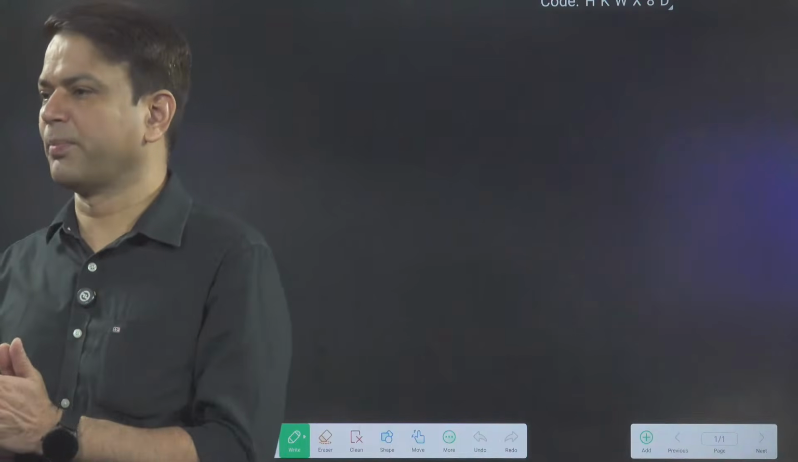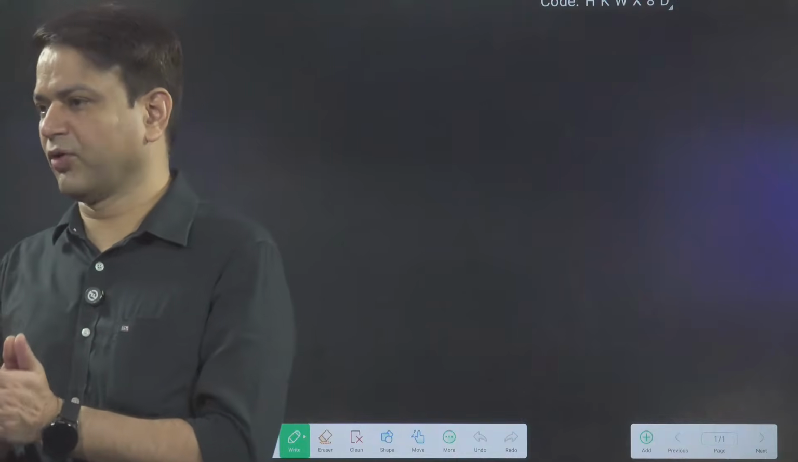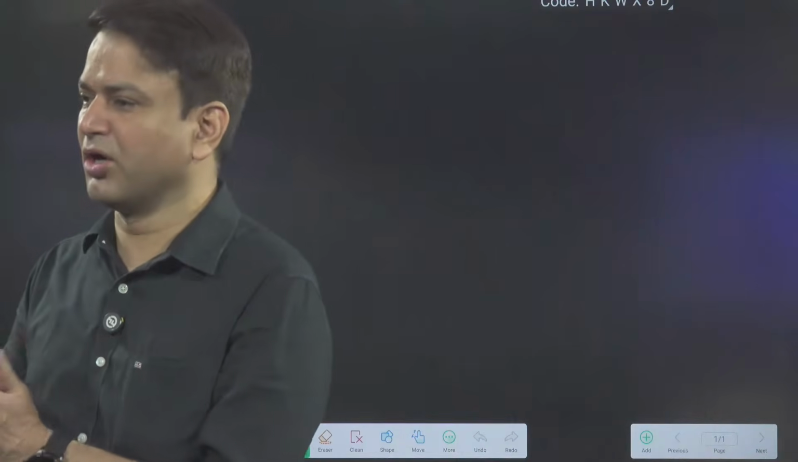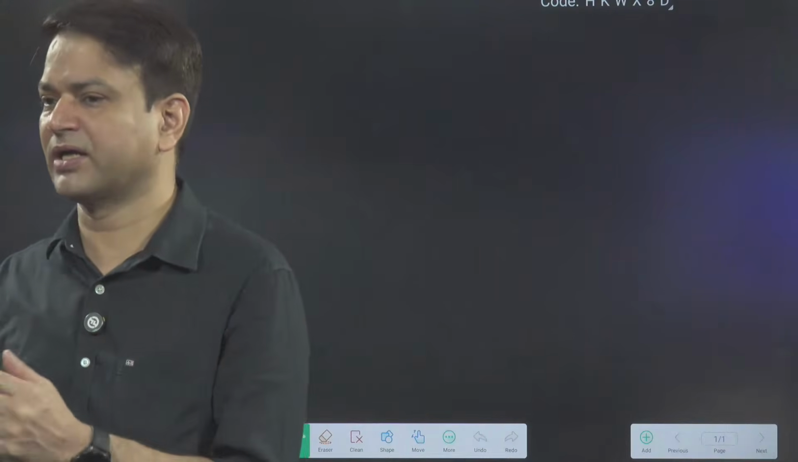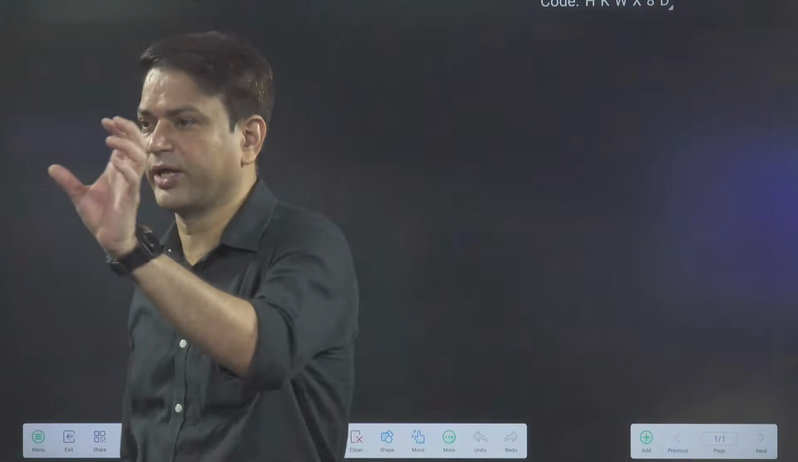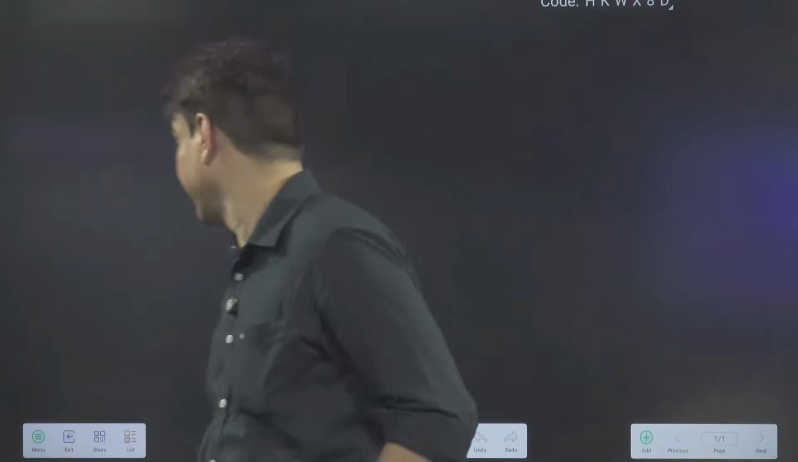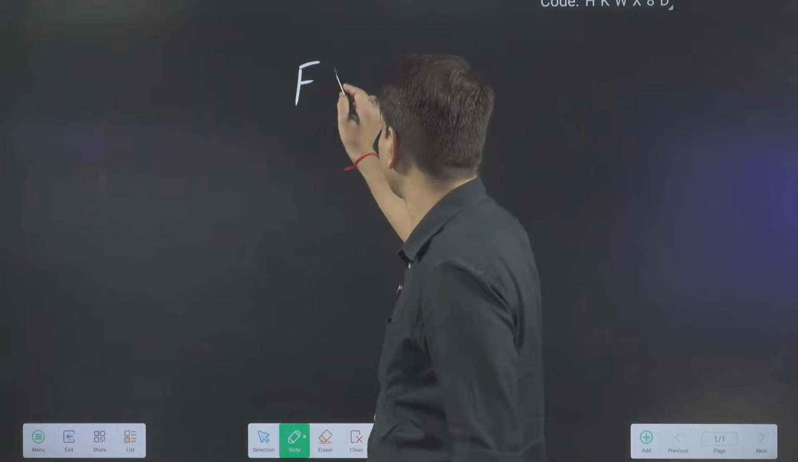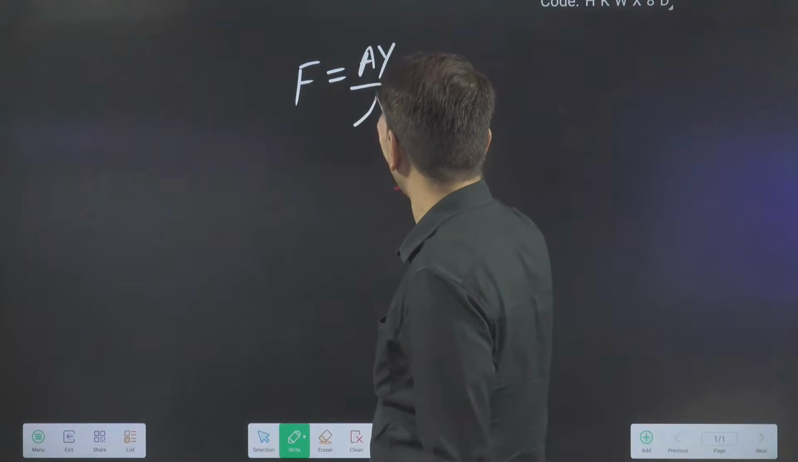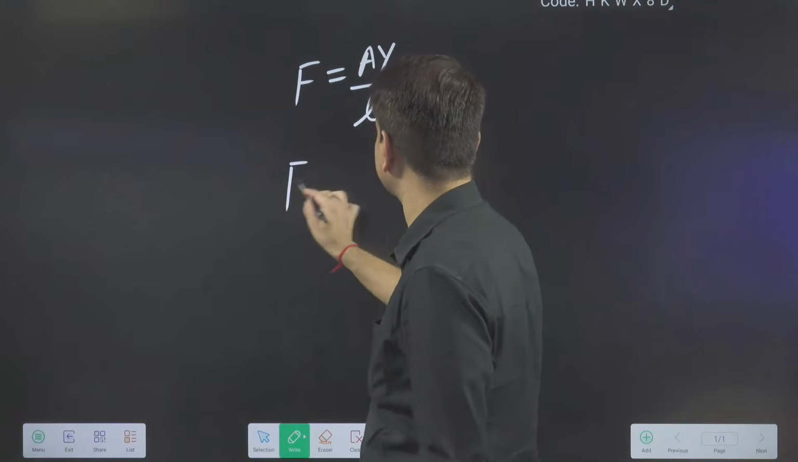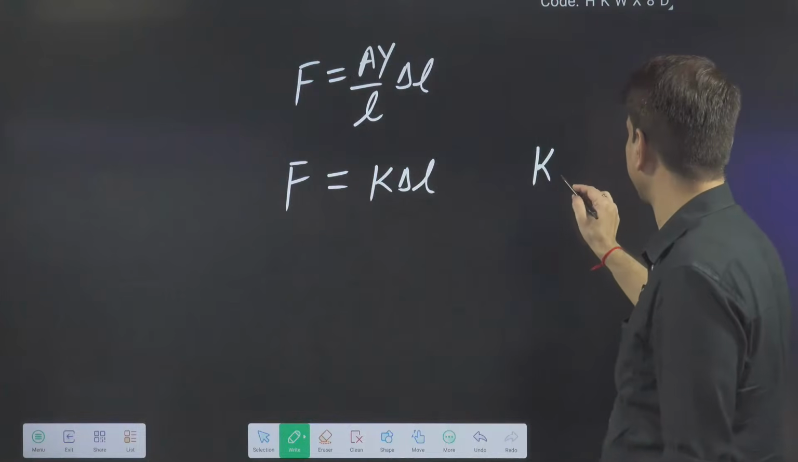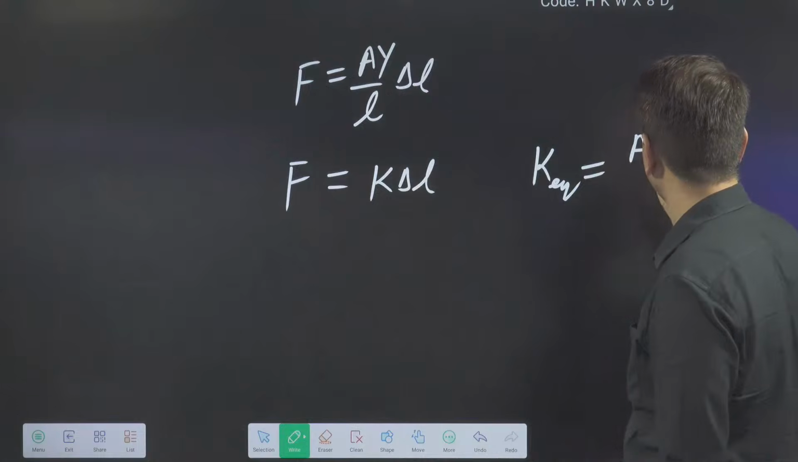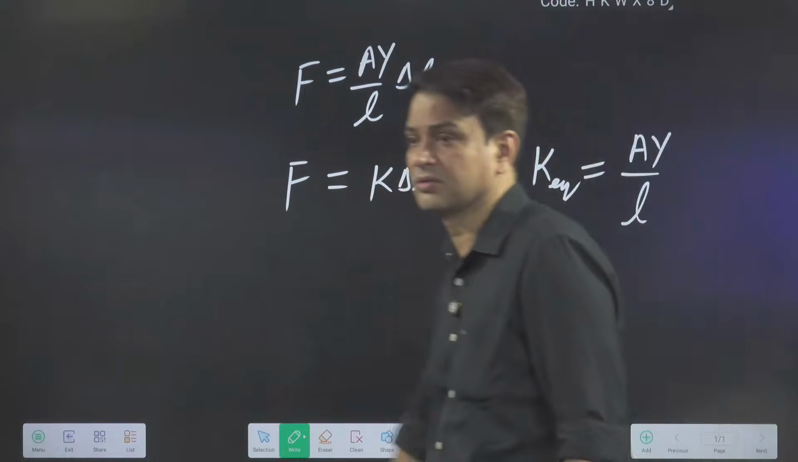Young modulus is the property of the material. For the given material, it is constant, and on increasing the temperature, it decreases. And Young modulus of steel is maximum. Then I related it with the spring force: F is equal to AY by L into delta L. From that I relate with the spring, F is equal to K delta L. Then the equivalent force constant, we can say, is equal to AY by L.